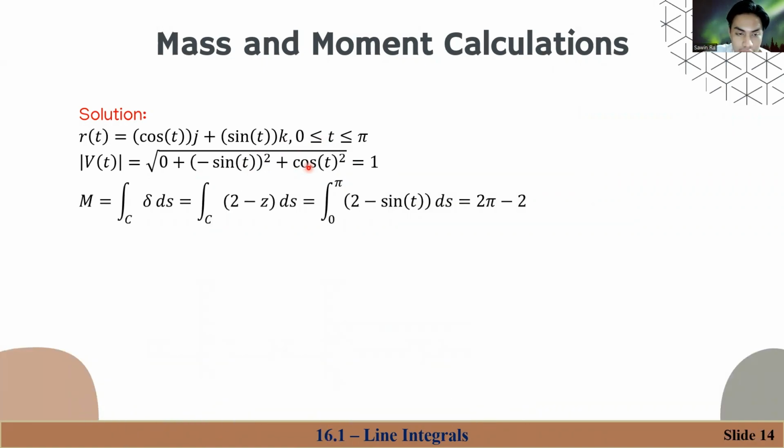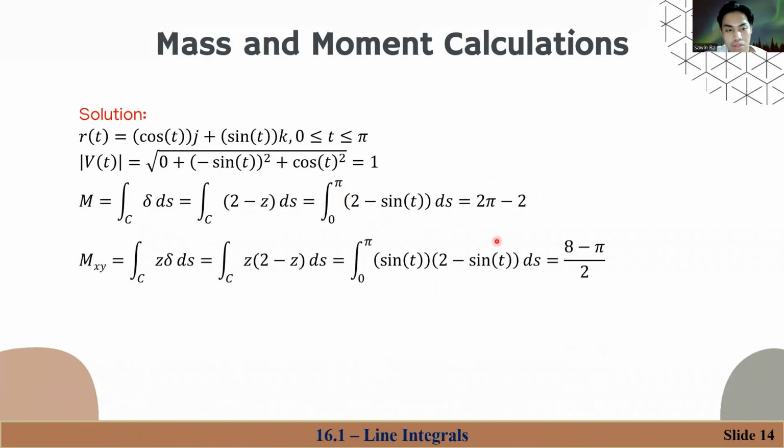Then we can start by using the formula of moment. The formula of moment is the integral over the curve of the density, δ ds. We then use the equation that we were given in the exercise and plug it into the density right here. We have the integral of 2 minus z ds, equal to the integration from 0 to pi of 2 minus sine t dt, and the result is 2 pi minus 2.